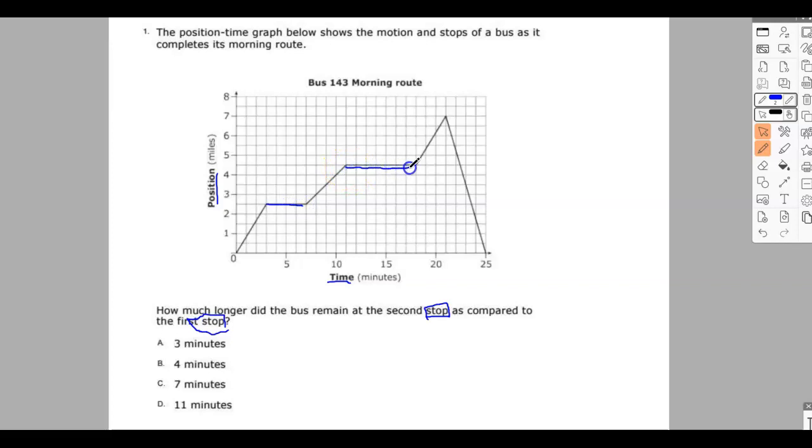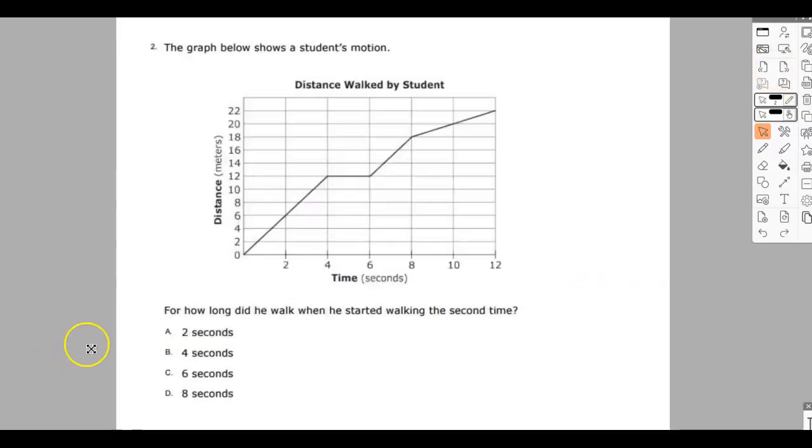Here's the second stop. Okay, and I can tell that each one of these little ticks, 1, 2, 3, 4, 5 minutes. So each tick is a minute. So this first stop was 1, 2, 3, 4. This second stop is 1, 2, 3, 4, 5, 6, 7. How much longer did he stay at the second stop? I think that one is fairly easy, and we will continue to move on.